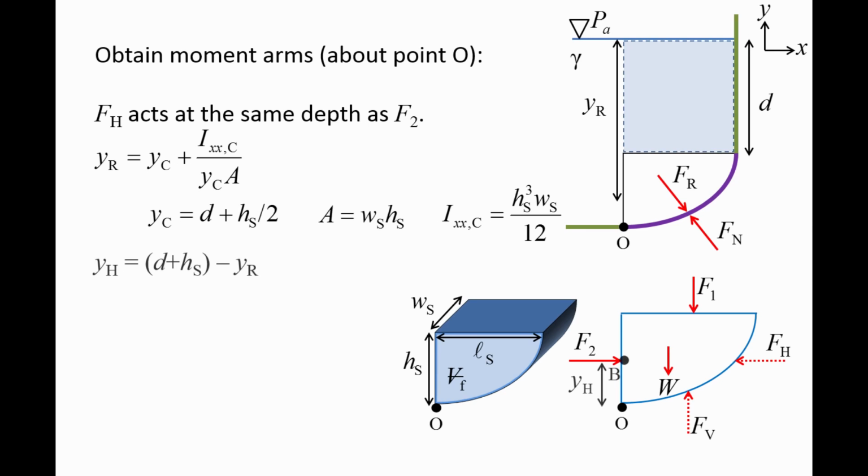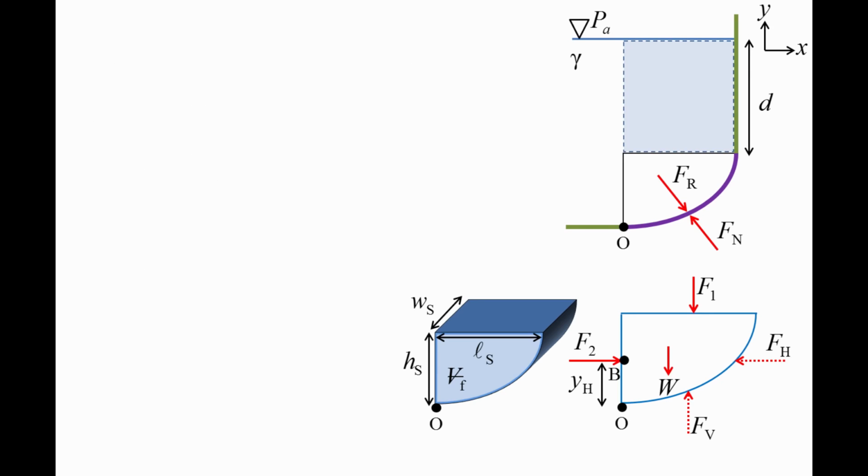If we take the moment about point O, the moment arms of F2 and Fh are equal to the distance between point O and point B, where point B is the location F2 acts at. We will call this distance YH. The length YH is equal to the distance from the free surface to point O, which is d plus hs, minus the distance from the free surface to point B, which is yr. F1 acts at the center of the top surface of the fluid body, so the moment arm of F1 is ls divided by 2.